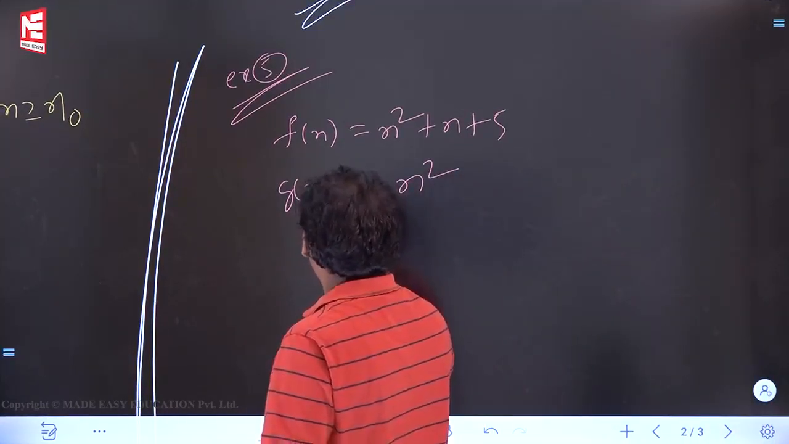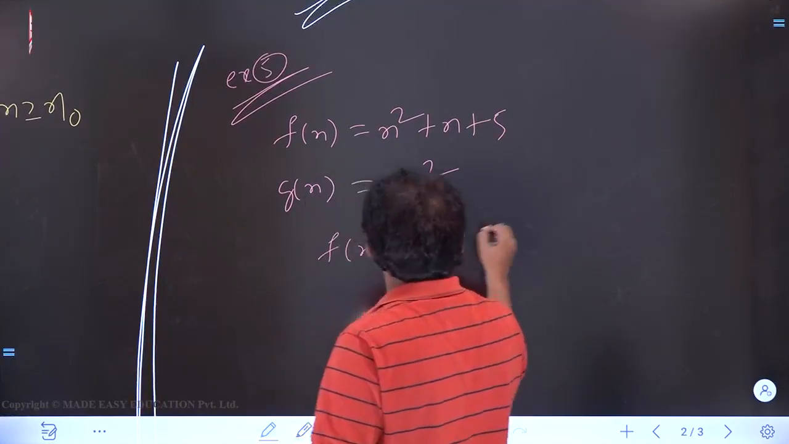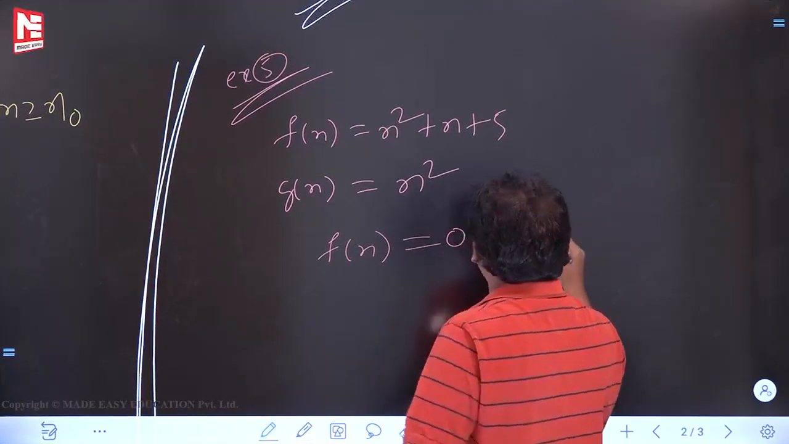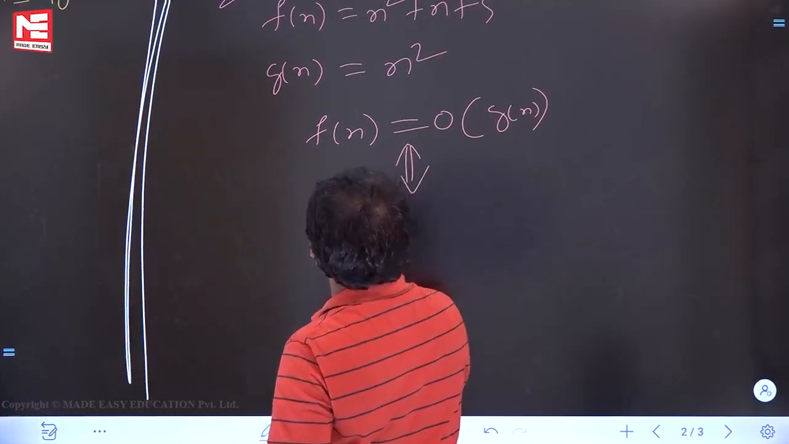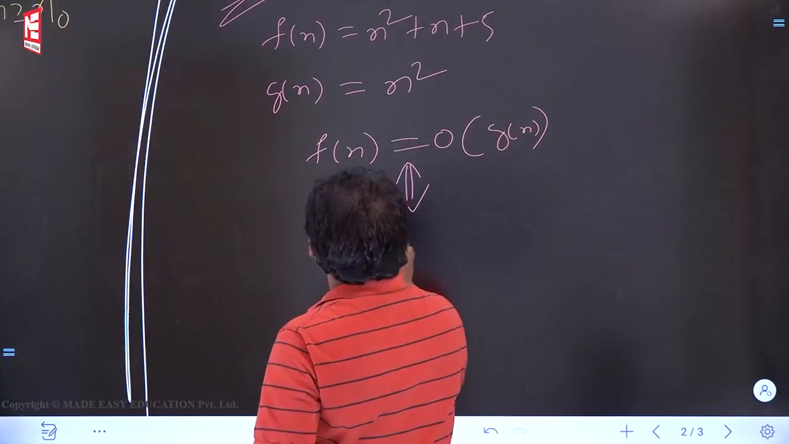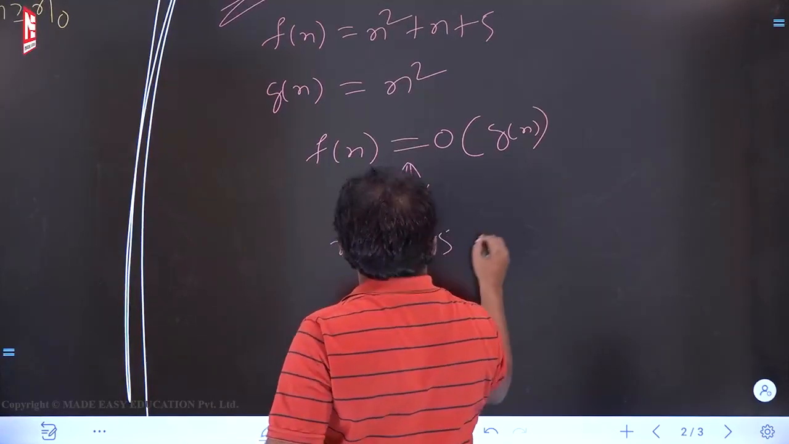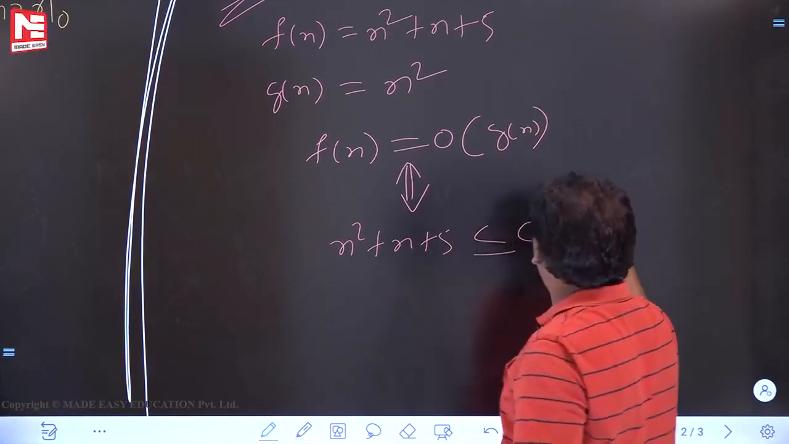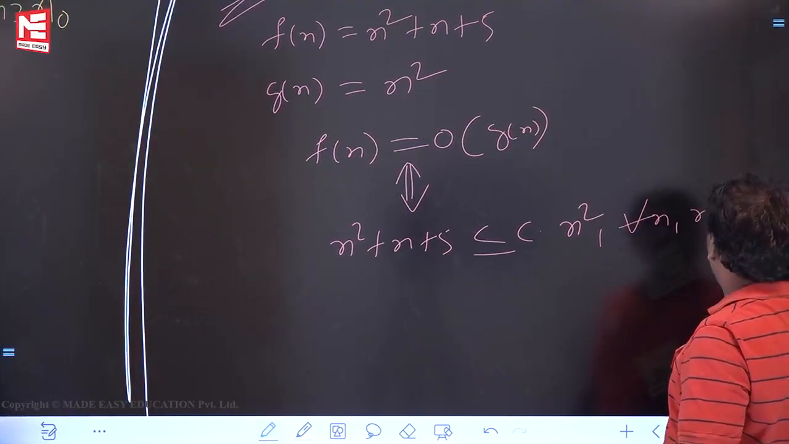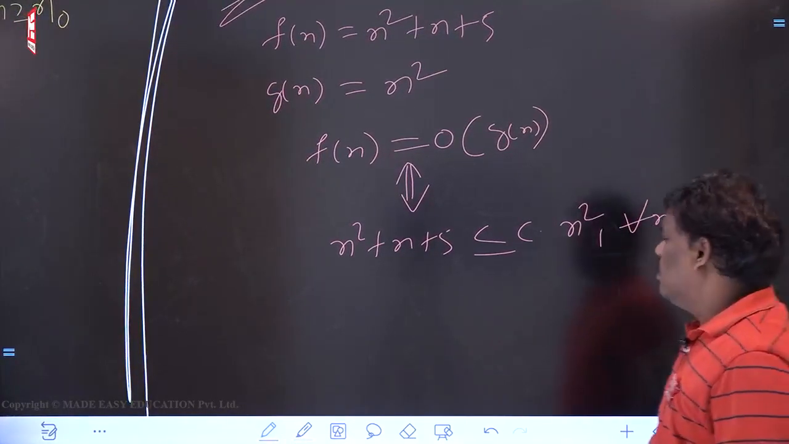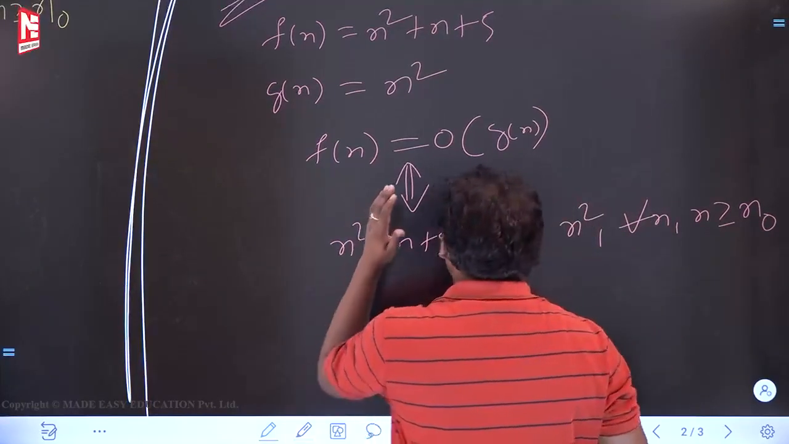I want to prove f of n is big O of g of n. If you want to prove it, what condition do you have to satisfy? You have to satisfy this condition. What is the f of n? n square plus n plus 5 is less than or equal to some c into g of n, which is n square, for all n where n is greater than or equal to n0. I want to prove it. Now, can you help me? You want to prove like this.